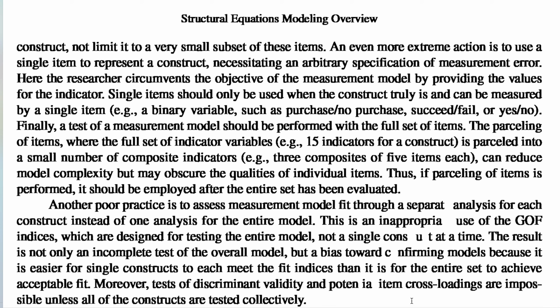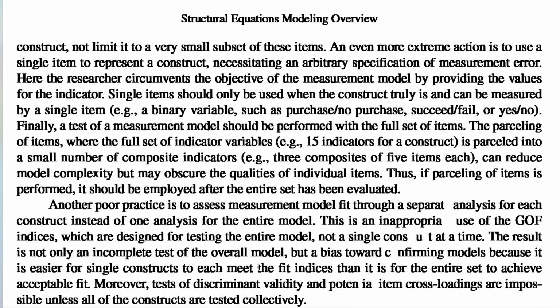Finally, a test of the measurement model should first be performed with the full set of items. Parceling of items is where the full set of indicator variables for a construct, for example 15 indicators, is parceled into a smaller number of composite indicators. For example, 3 composites of 5 items can reduce model complexity, but one may lose the qualities of the individual items. If parceling of items is performed, it should be employed after the entire set has been evaluated.